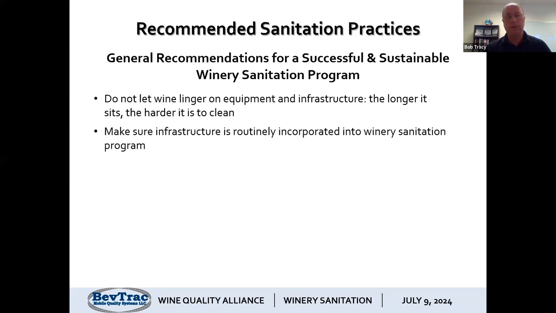A lot of places over the last several years do not incorporate infrastructure into their winery sanitation program. And by infrastructure, I mean walls, floors, drains, air handlers. That has to be part of the sanitation program because wine microbes get aerosolized from floors and drains and walls. And so they get in the atmosphere and then they can land on your equipment and then they can land in your product.